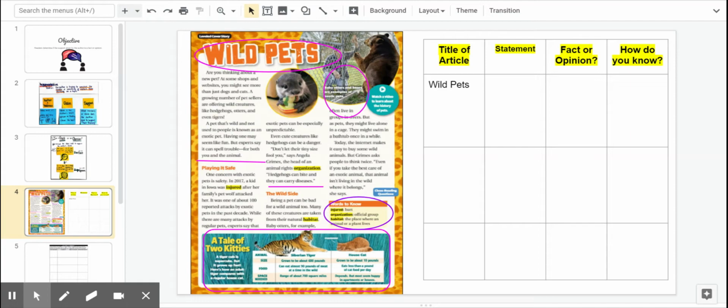Are you thinking about a new pet? At some shops and websites, you might see more than just dogs and cats. A growing number of pet sellers are offering wild creatures like hedgehogs, otters, and even tigers.